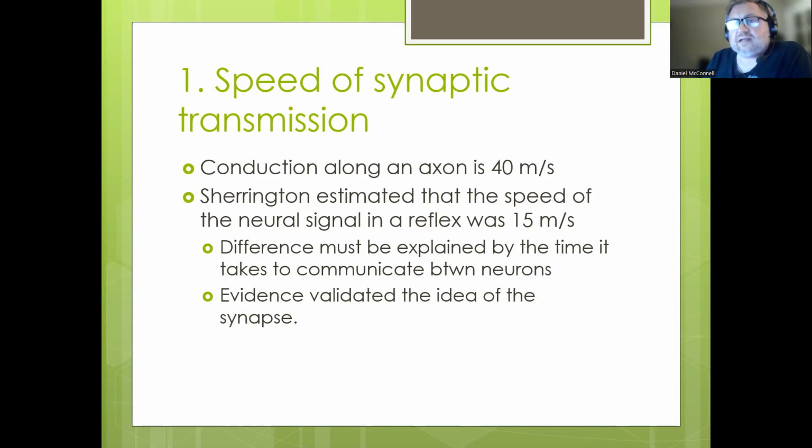And then we can measure the reaction time in that task. And then again, we'll calculate a distance over time, and that'll give us a velocity measurement here. In this case, he found that the velocity was significantly slower, right? Around 15 meters per second.